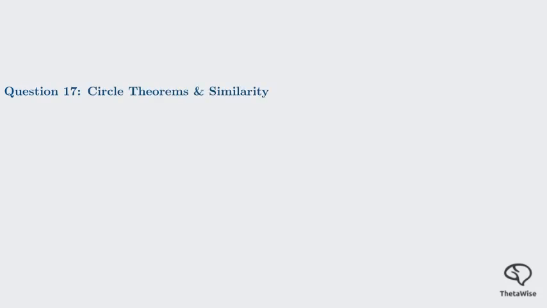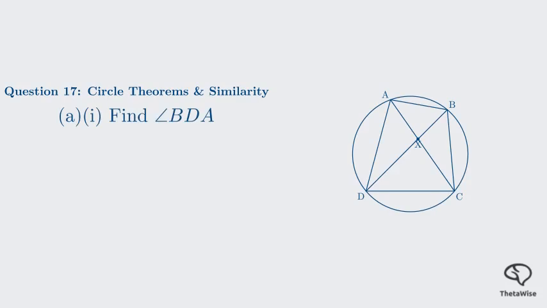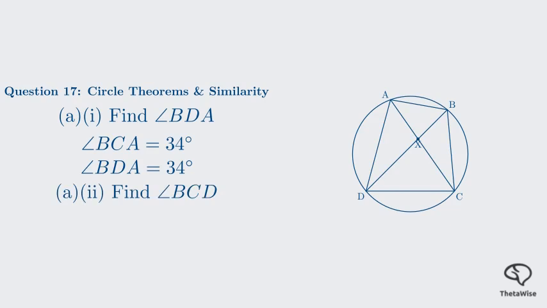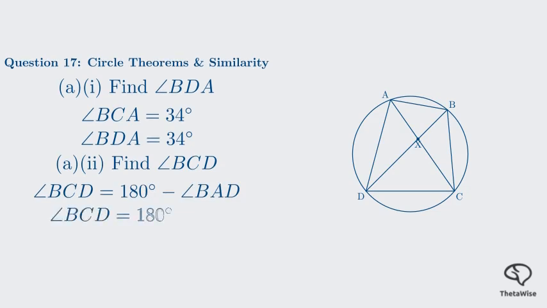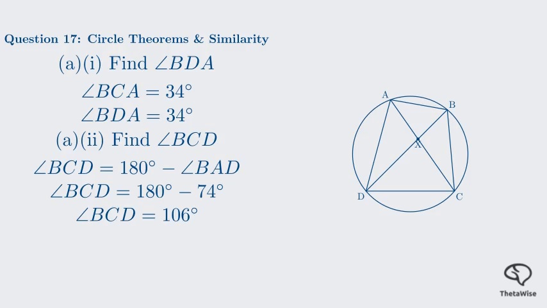Question 17 focuses on circle theorems and similar triangles. For a cyclic quadrilateral, we use the property that angles in the same segment are equal. Angle BDA and angle BCA both subtend arc AB. Since angle BCA is 34 degrees, angle BDA must also be 34 degrees. Opposite angles in a cyclic quadrilateral sum to 180 degrees. Angle BCD is equal to 180 minus angle BAD. Angle BCD is equal to 180 minus 74. The answer is 106 degrees.